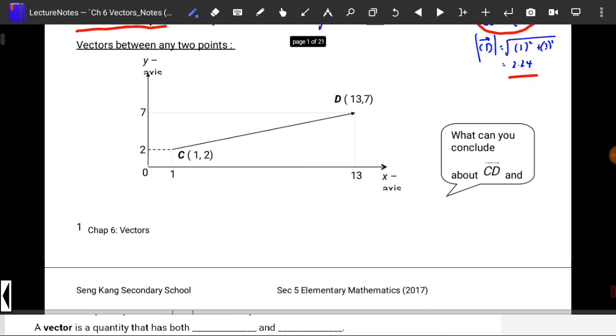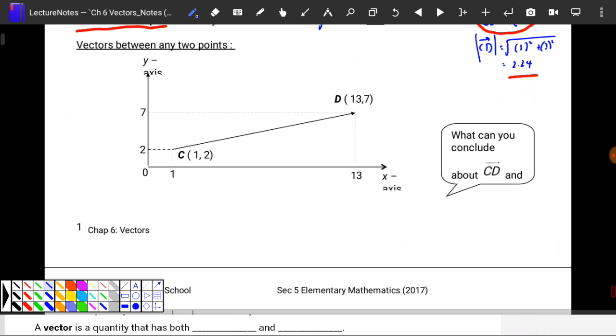Alright, now let's try the next one. It says CD. Now Zul is at C. If I want to go to D, how do I give instruction? I must say how many units I need to move along the X direction. What's the answer?